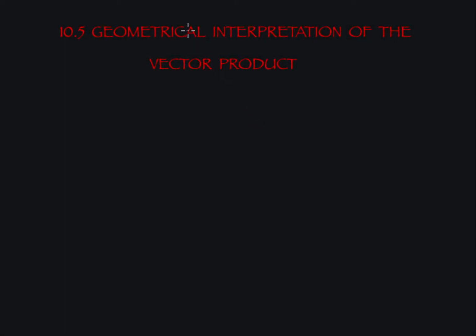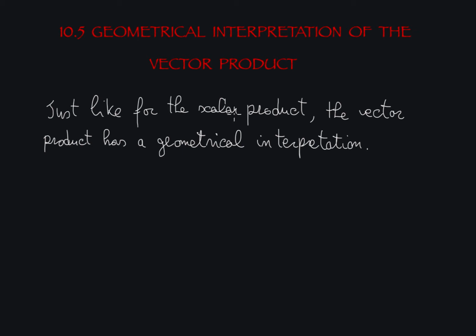Let's talk about the geometrical interpretation of the vector product. Just like for the scalar product, the vector product has a geometrical interpretation. We already saw one in the previous lecture, in 10.4. The one we saw was that if we take the vector product of two vectors which are linearly independent, the resulting vector is going to be perpendicular to the plane generated by the two vectors I'm multiplying.